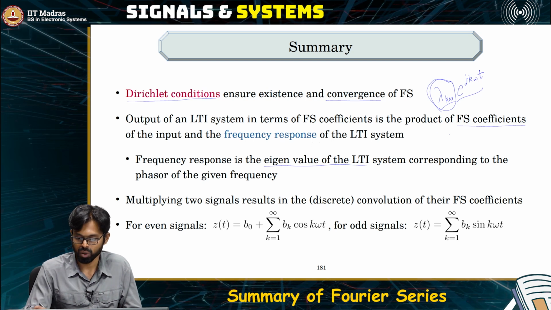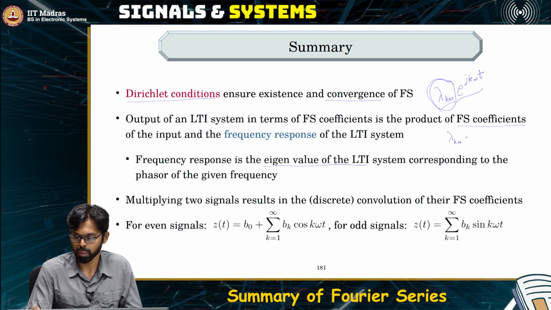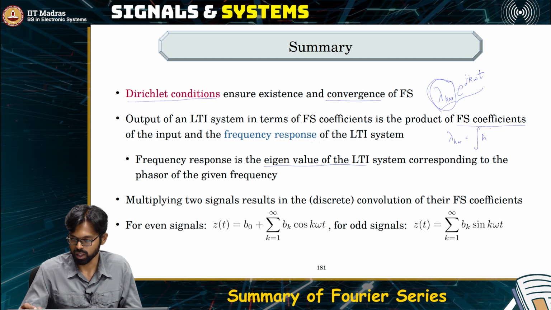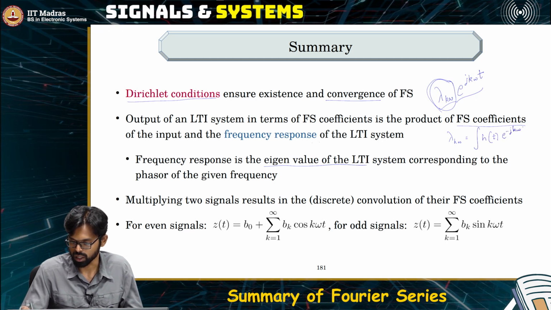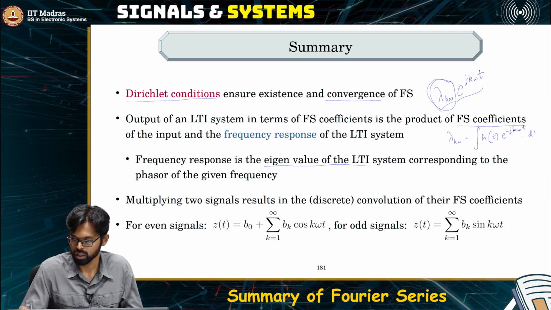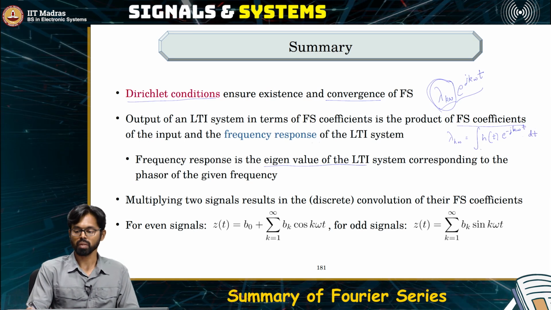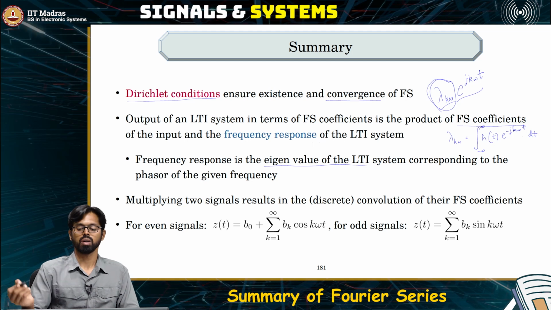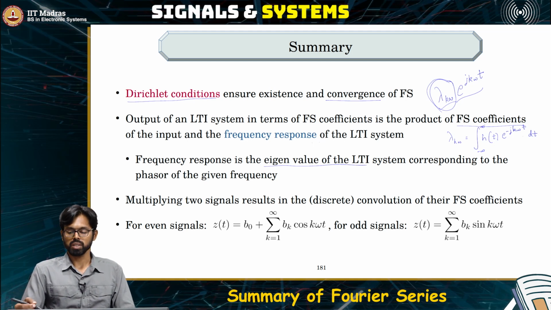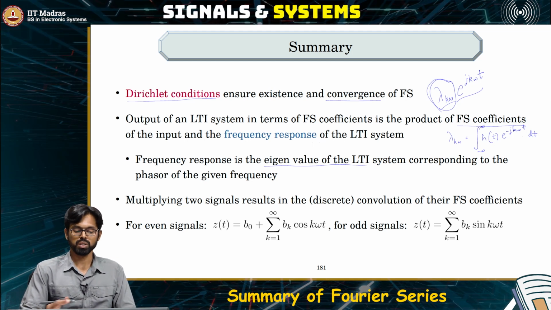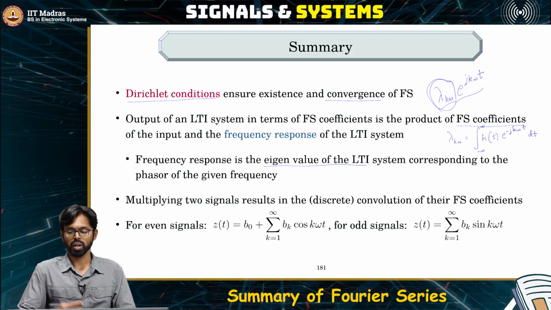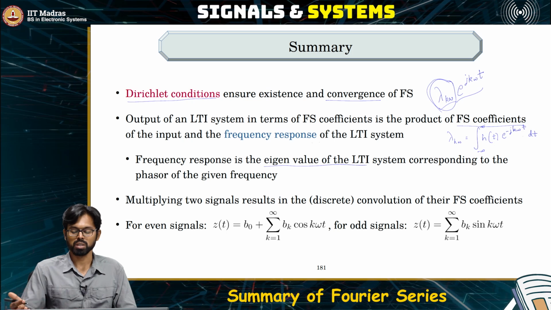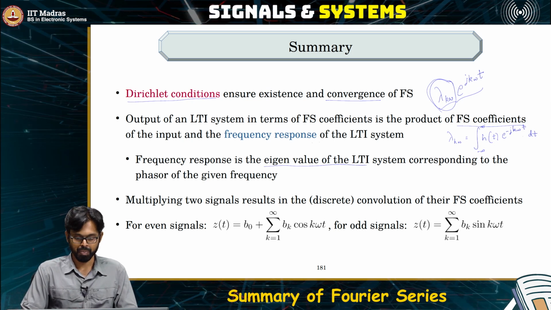And the frequency response is simply nothing but integral h of t e power minus j k omega t dt. So this is the frequency response. So once you know the frequency response, you can always find the output of the LTI system for any given periodic input just by using the Fourier series coefficient.